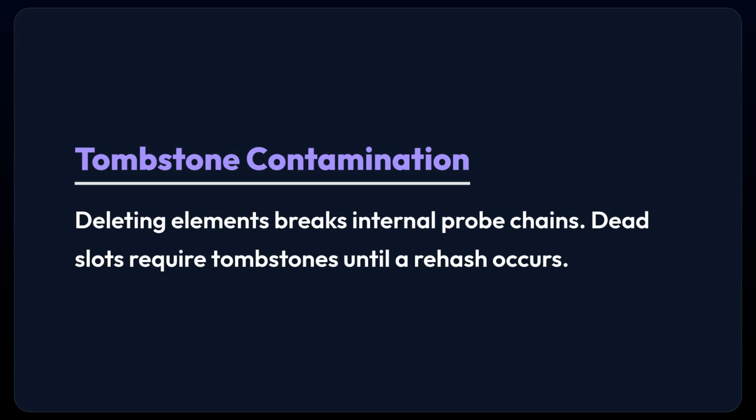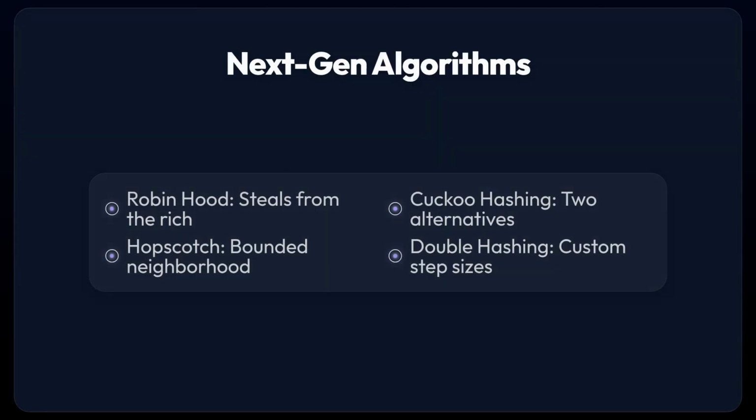To bypass these limitations, engineers deploy advanced algorithms. Robinhood hashing steals slots from the rich to give to the poor, equalizing probe lengths. Cuckoo hashing uses two parallel functions, physically kicking out older items to guarantee a worst-case constant lookup time.